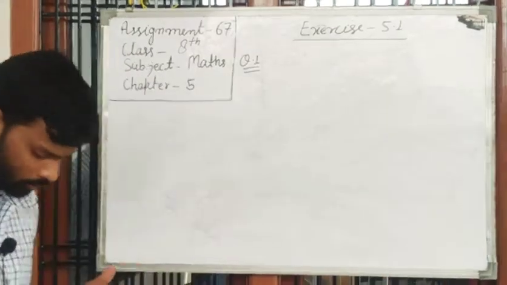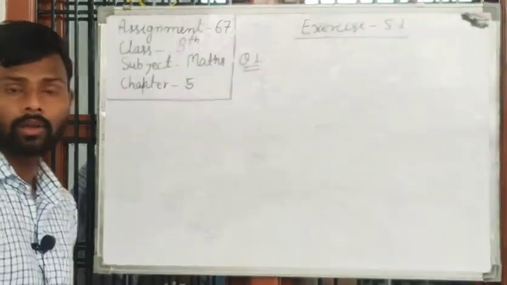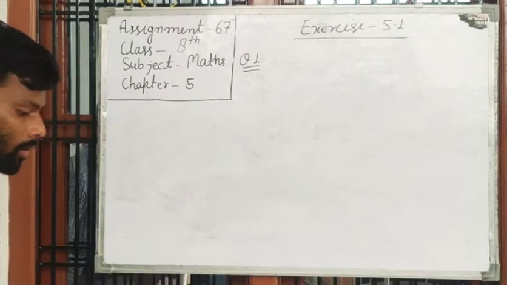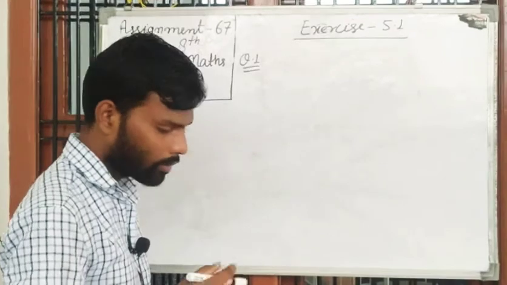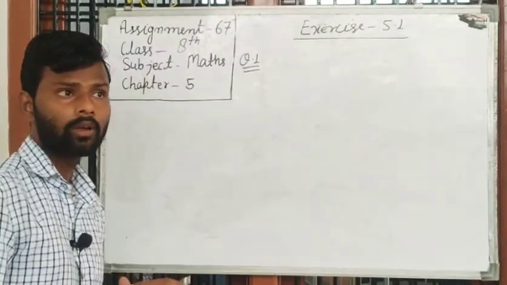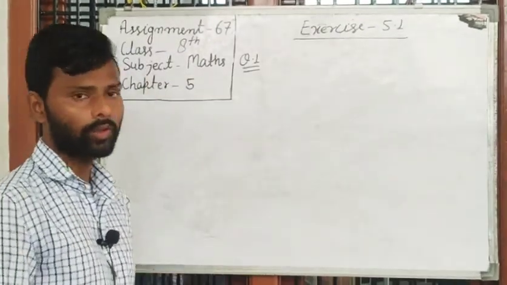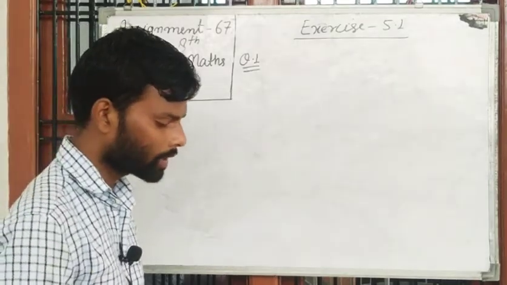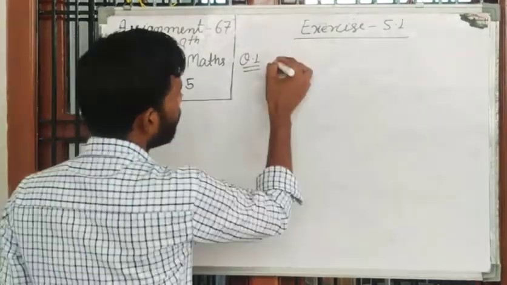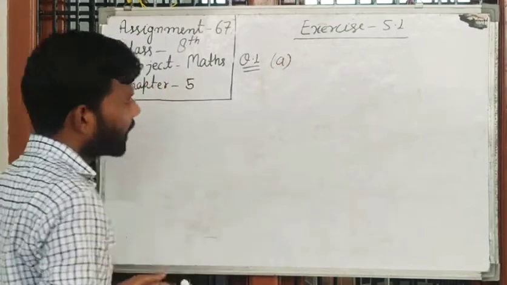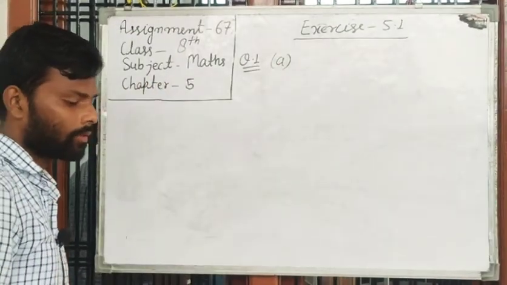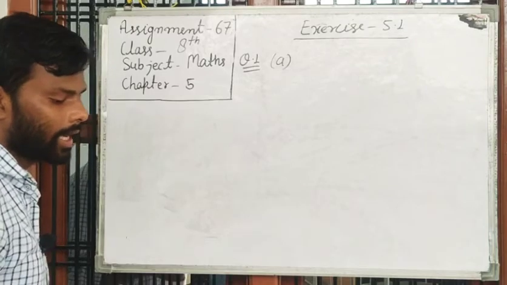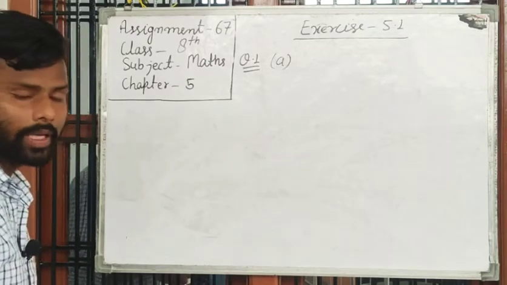There are some problems. We have to decide which problem we can use a histogram to show the data for. First, problem number A of question first: the number of letters for different areas in a postman's bag.